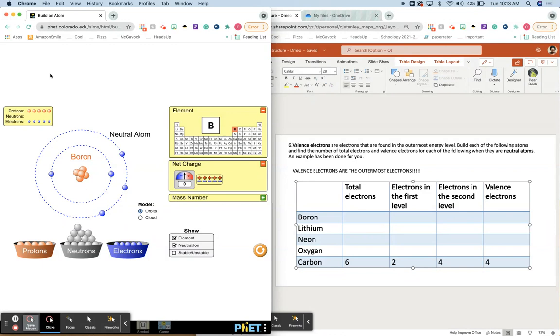A neutral atom is great. So let's do the thing. Let's count them up. All right. How many total electrons do I have? Tell me. I want to know. Ooh, I have 5. Good.